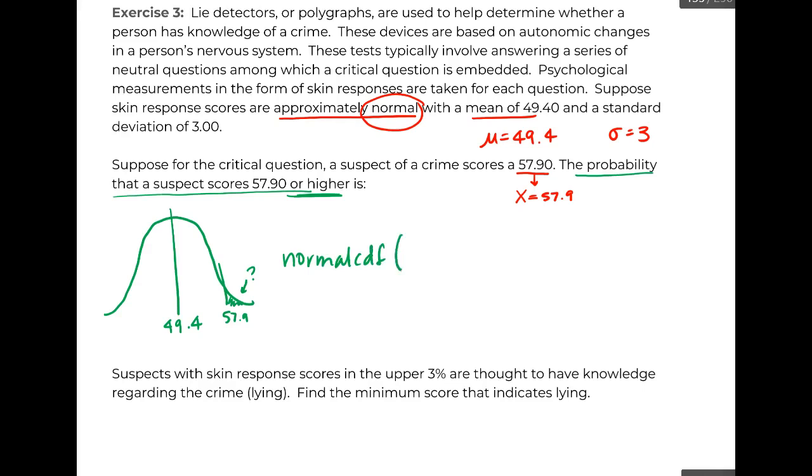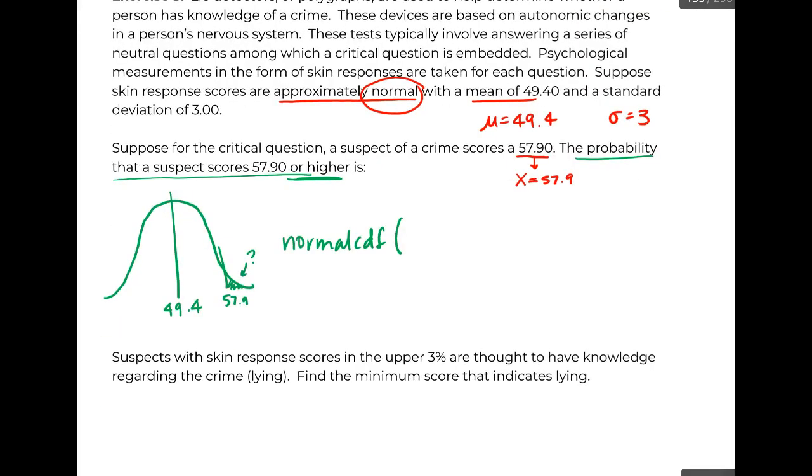And we need our lower bound, which is the thing on the left. So here, the least thing that we're interested in, the shaded area, is that 57.9. Then we need our upper bound, which is what do we shade until, which is our E99, off to positive infinity. And then just our mean and our standard deviation. This should be a fairly small probability because we are really far above 49.4, especially when we think about our bunny hops of 3. We'd be at 53, 56, we're over 2 bunny hops away.